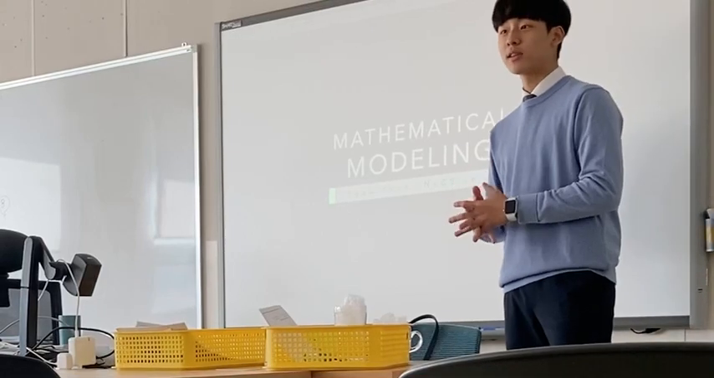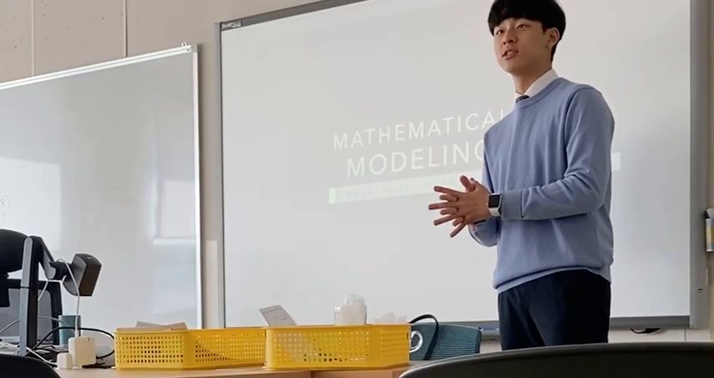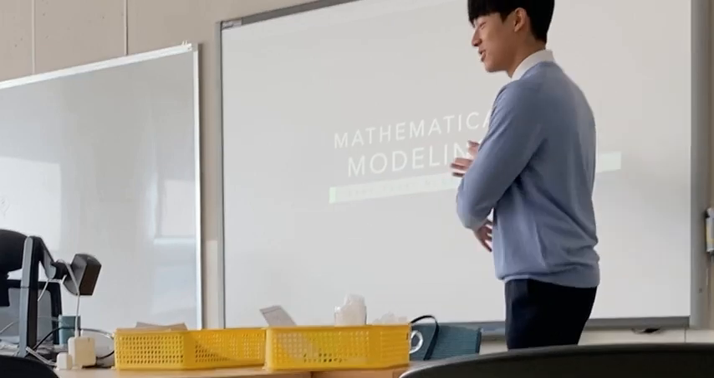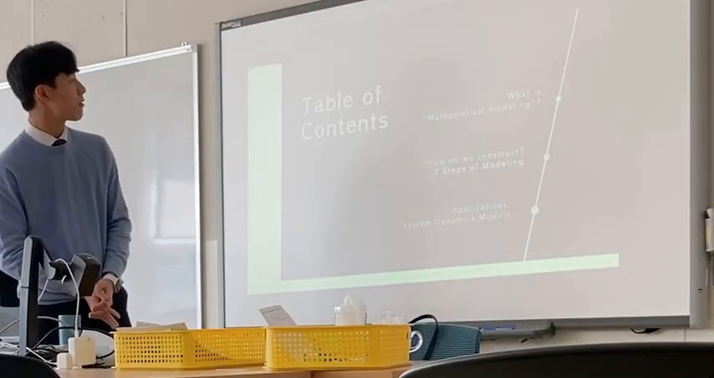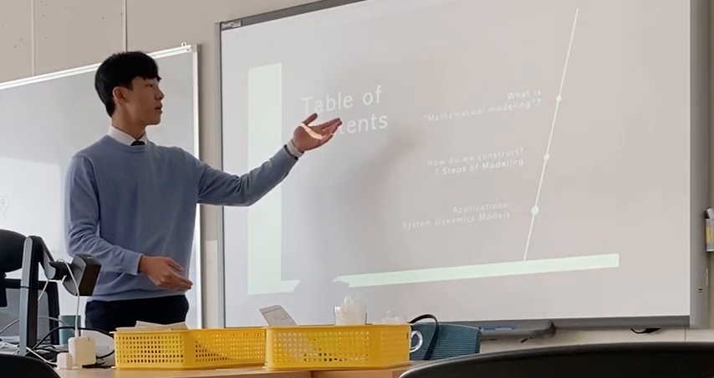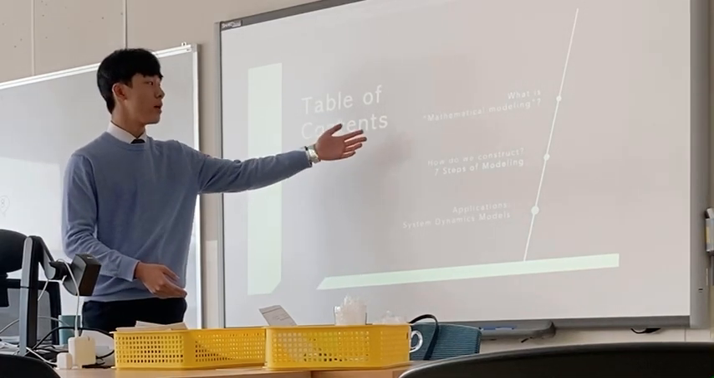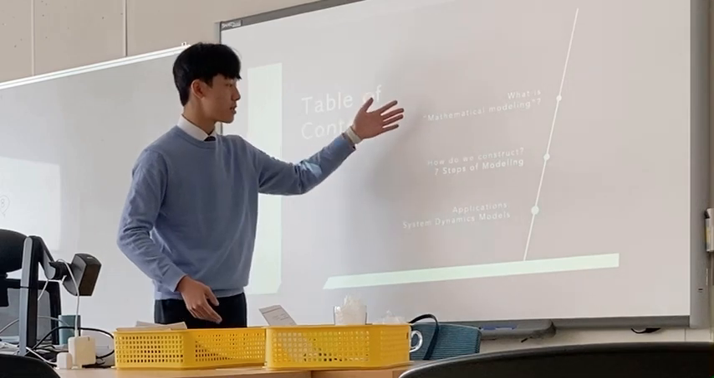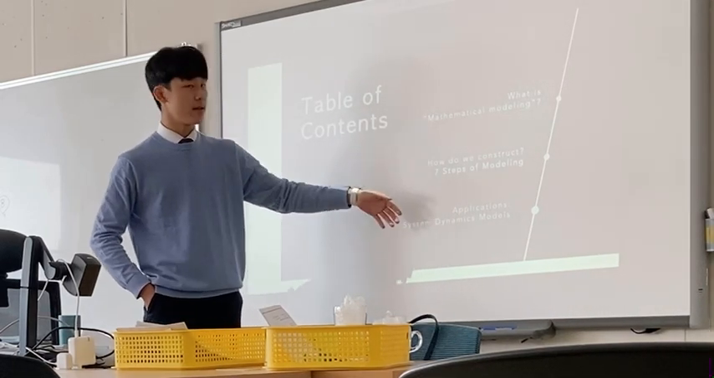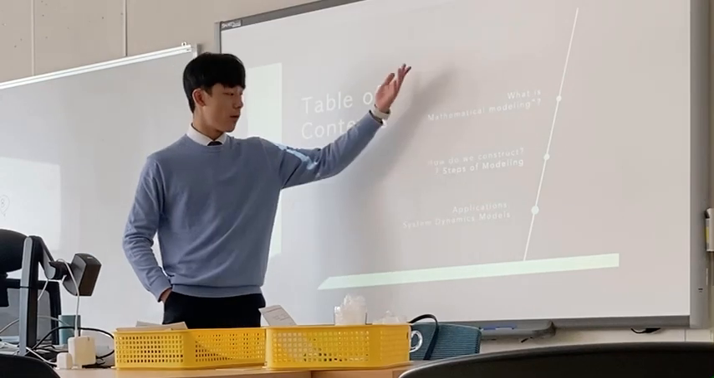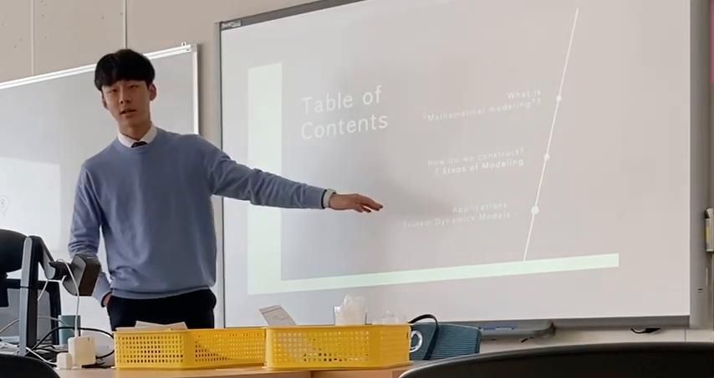I'm going to talk about mathematical modeling as applications, how to basically construct these mathematical models. So first, this is the table of contents. I'm going to first talk about what is mathematical modeling, and then after I explain what that is, we're going to ask the question of how, and how we actually make this thing, and finally I'm going to go through our application of all of this in something called system dynamics models.